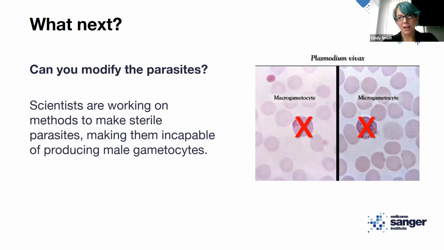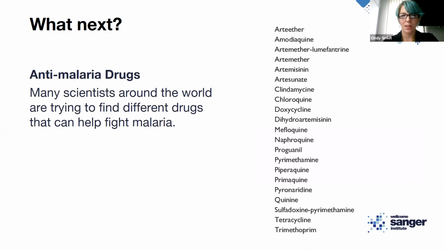We can modify parasites to make sterile parasites, gametocytes, so no male gametocytes, so that there is no production line as before. There's lots of anti-malaria drugs, and they're trying to find different drugs that can fight malaria because there's a lot of resistance. And that's part of what the project I'm on is focusing on, trying many different drugs and seeing if it can be used to hit the liver stage.